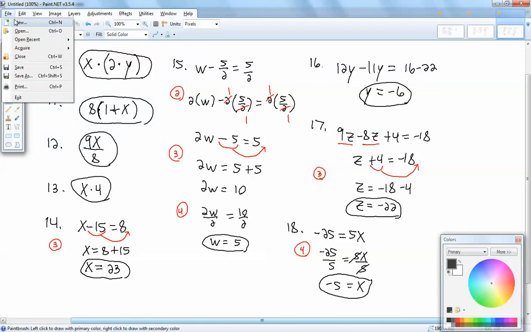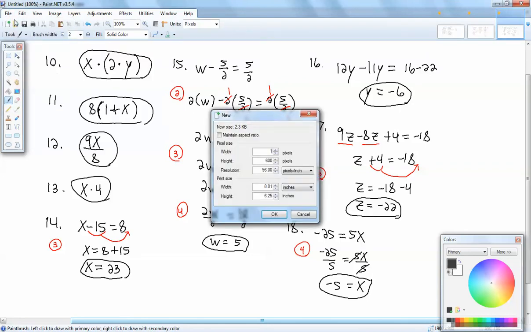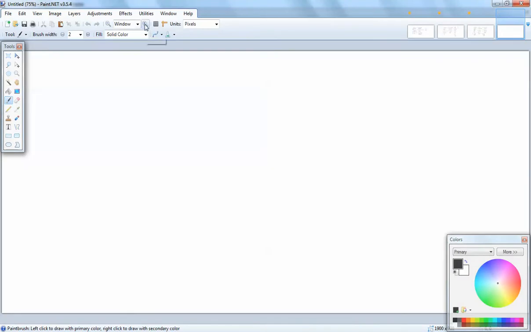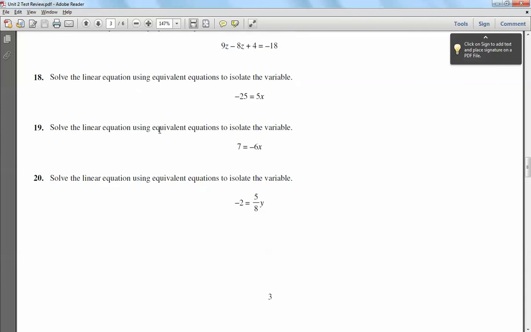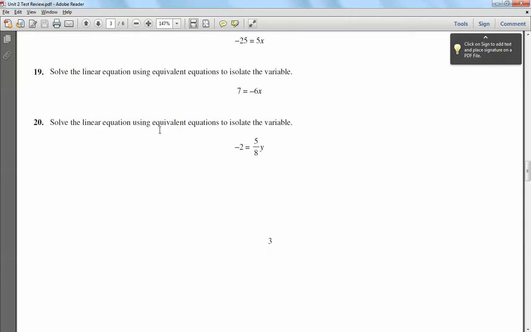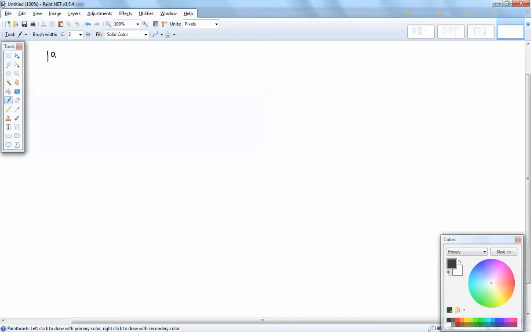Okay, let me start a new page. And, what was that, 18, I guess? Let's take a look at 19. Got 7 is equal to negative 6x.